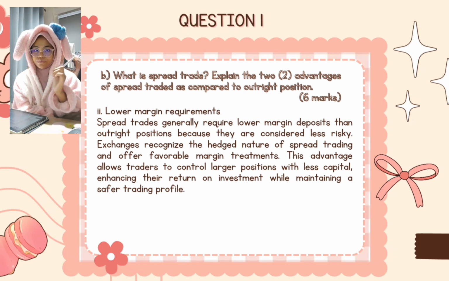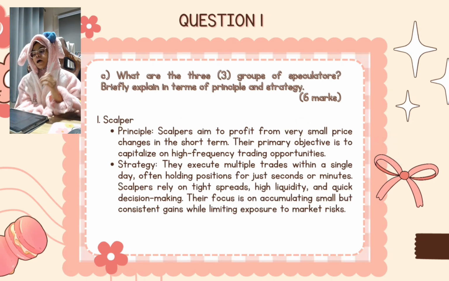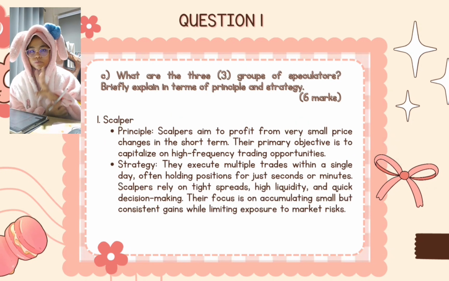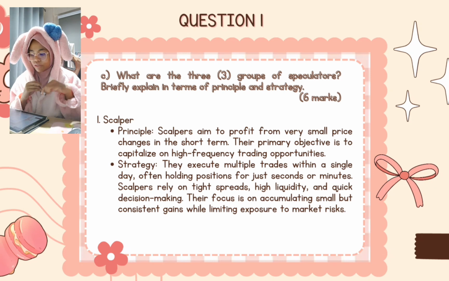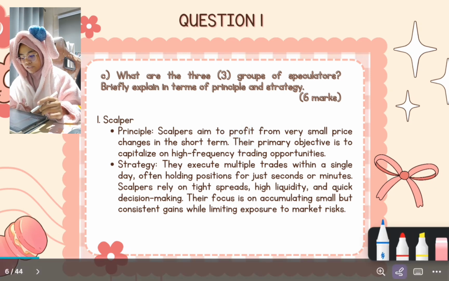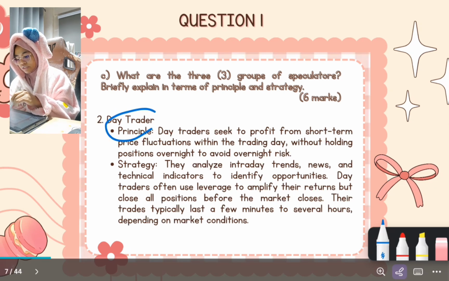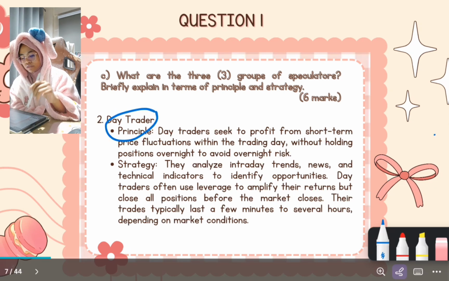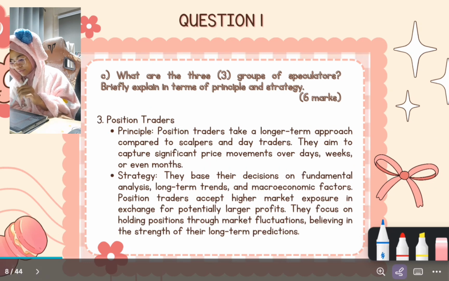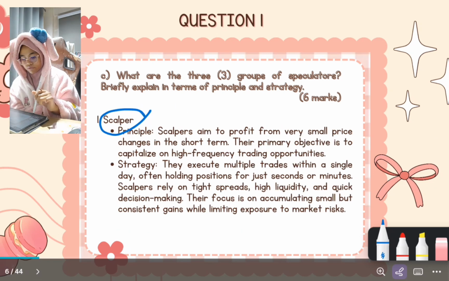So, next question is, what are the three groups of speculators? Briefly explain in terms of principle and strategies. The first one is scalper, next one is day trader, and the third one is position trader. So what are the differences between the three of them?